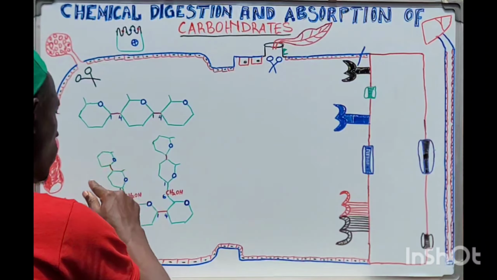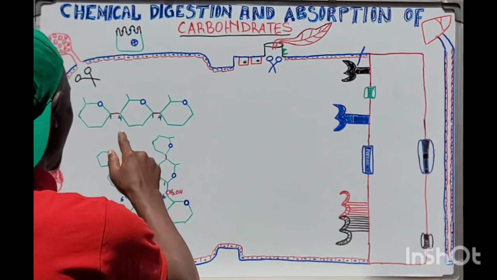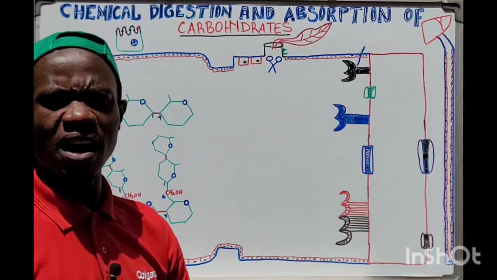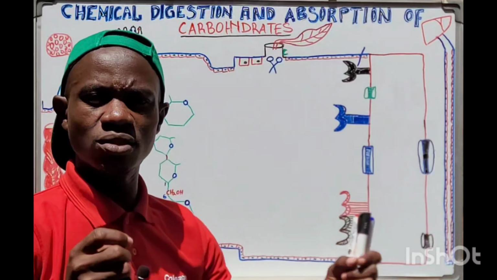However, we have two kinds of molecules that make up starch. The first one is this long chain polysaccharide, which is going to have a lot of different monosaccharides linked together.